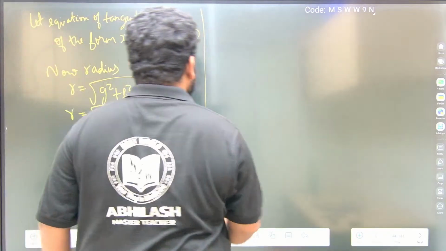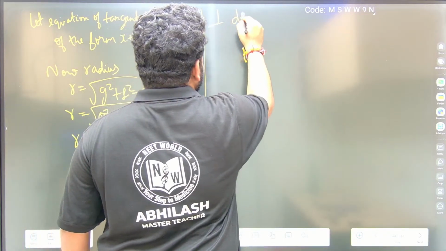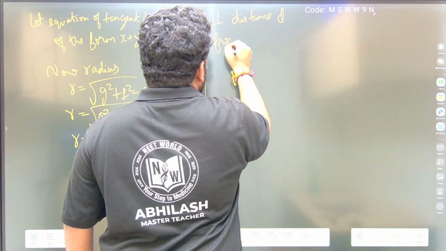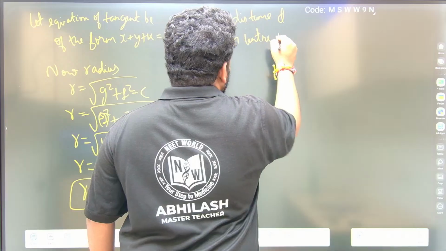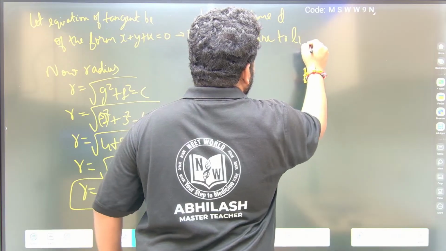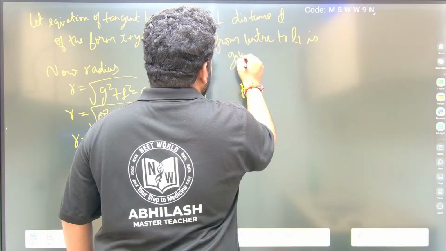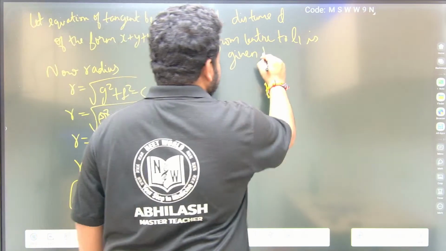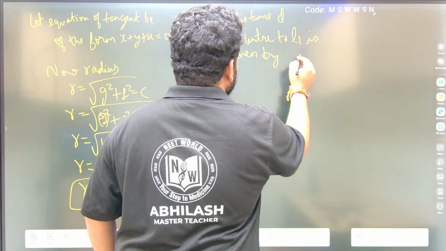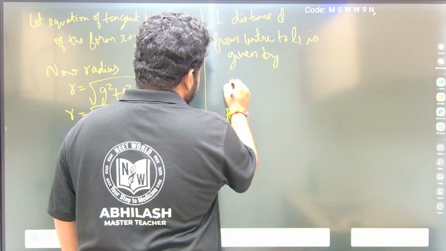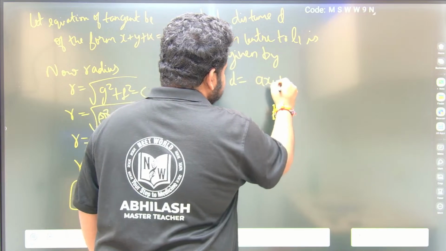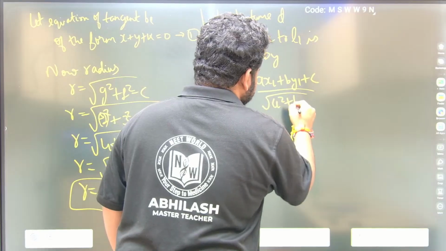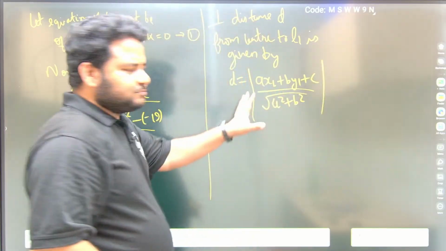Now, perpendicular distance D from center to line L1 is given by, okay, D is equal to AX1 plus BY1 plus C divided by square root of A square plus B square. Everything within this modulus, you have to write it.